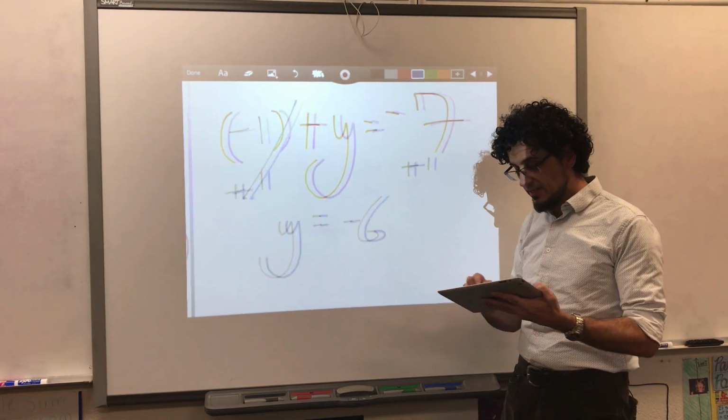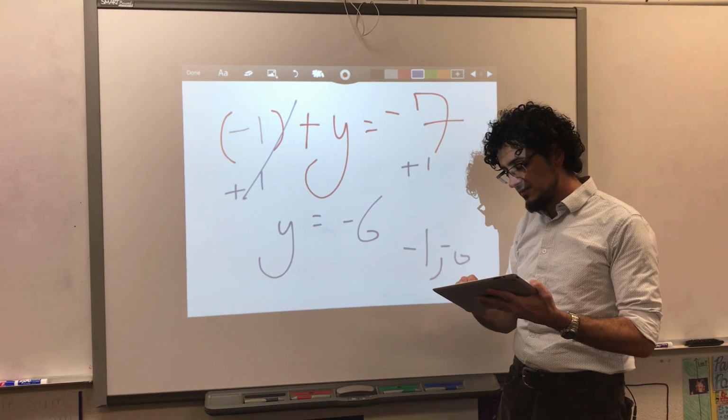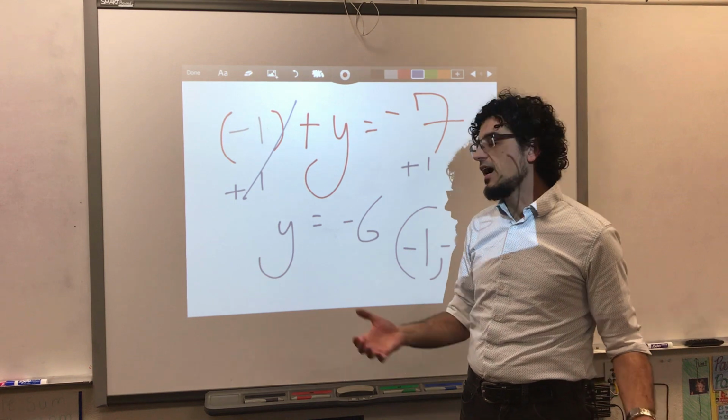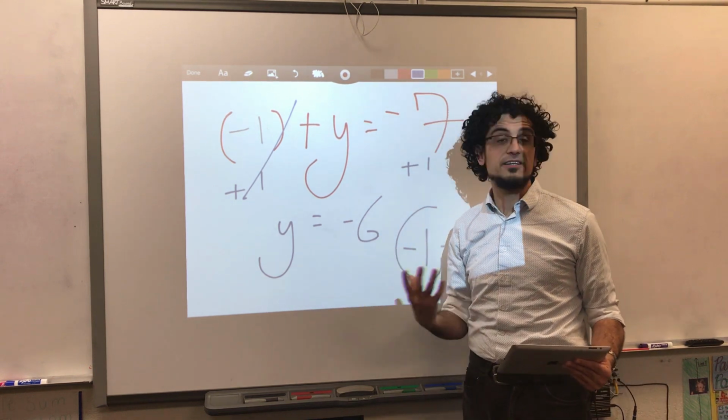And we had x value at negative 1. So my answers were negative 1 and negative 6. And this is the way that we use the elimination method on either adding or subtracting when solving linear systems.